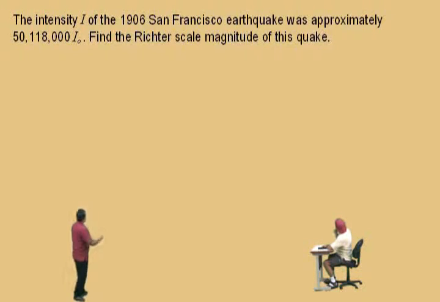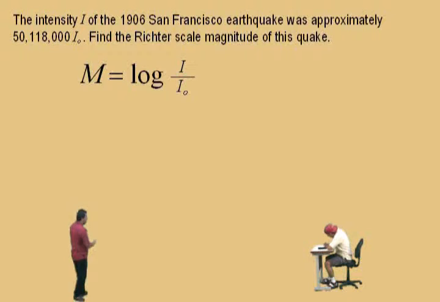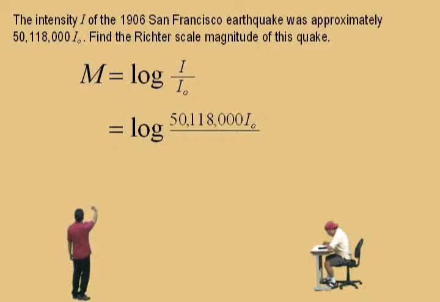Well, basically you're given the formula here. Magnitude is equal to log base 10 of I over I naught. Now you're given in the problem the value of I, and that is 50,118,000 I naught. Just following the formula, if you divide by I naught, the I naughts cancel, and you're left with log of 50,118,000. With that said, just take your calculator out.